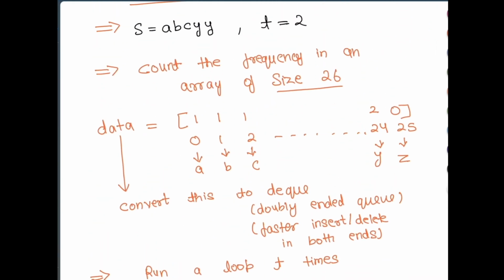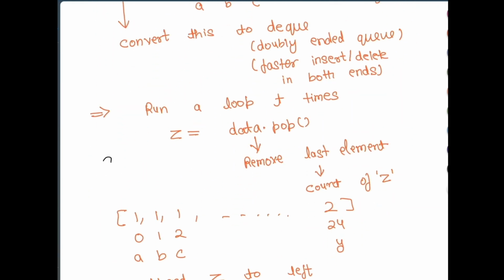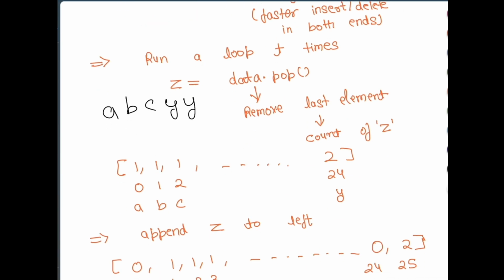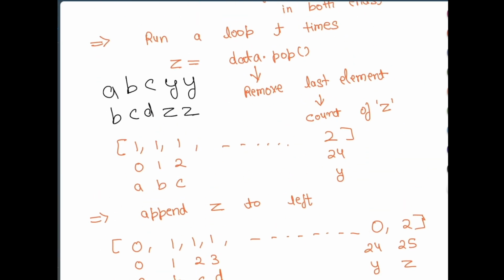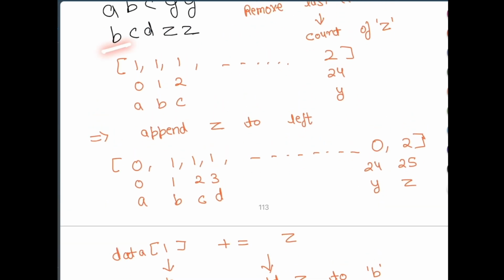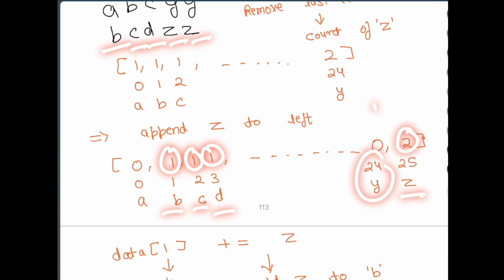Now you will see that if this is your string, A, B, C, Y, Y, so let us write it, A, B, C, Y, Y. After one transformation, this is going to be B, C, D, Z, Z, right? Now observe the new array. You have B, C, and D one time each, right? And you have Z two times, and you have Y zero times.